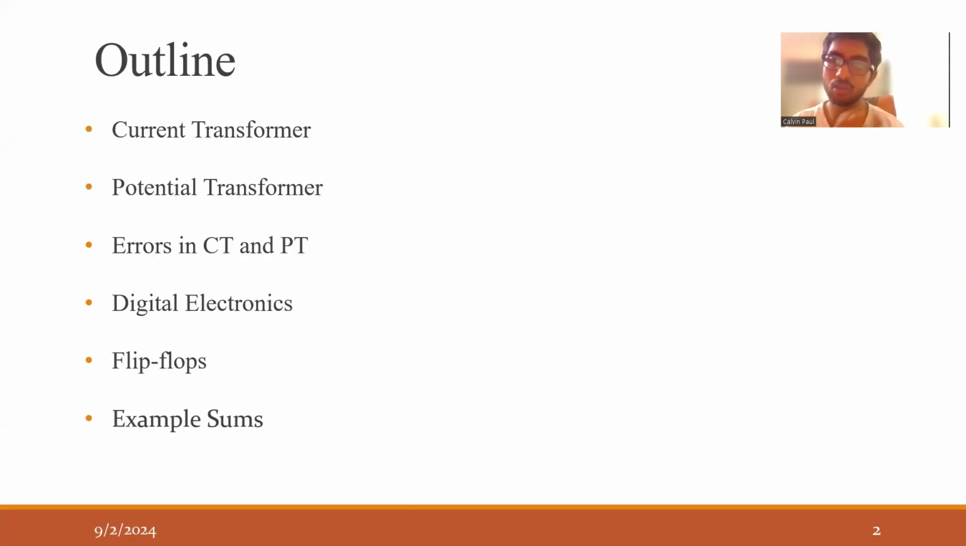So, today I will touch these topics. I will consider what is a current transformer, what is a potential transformer, and what are the errors which happen when we use a CT and PT. Then I will also touch on some topics which Sir has taught in digital electronics. They include what is an SR flip-flop, D flip-flop, JK flip-flop, what it means to be edge triggered or level triggered, and how to make a counter, etc. We will consider these, and then we will also solve some example sums.